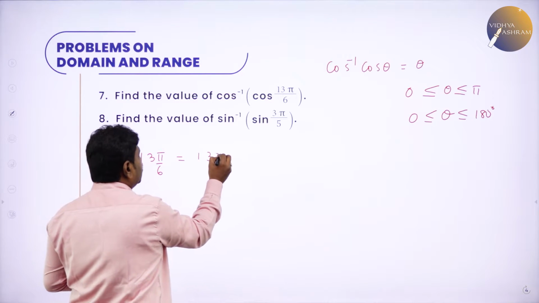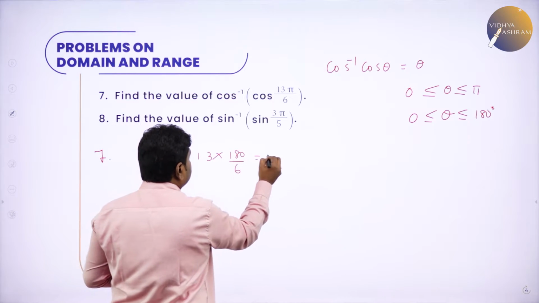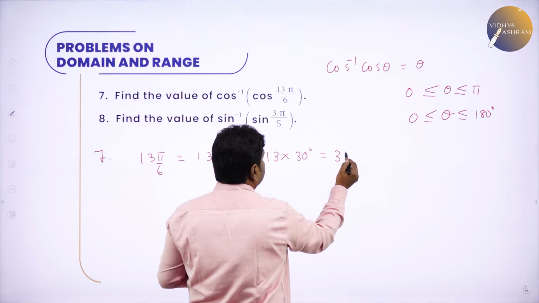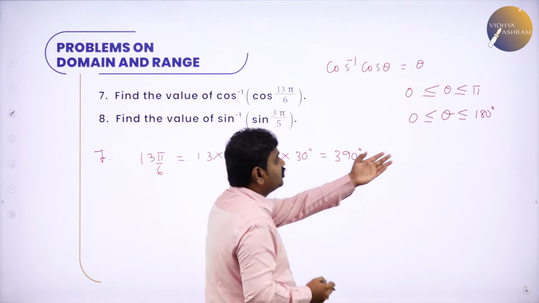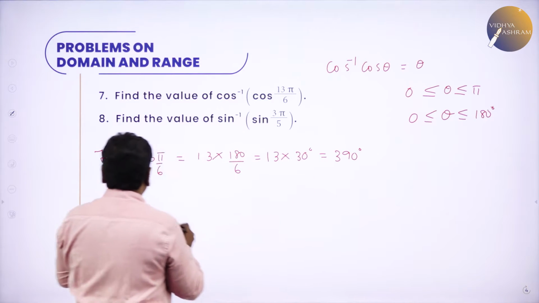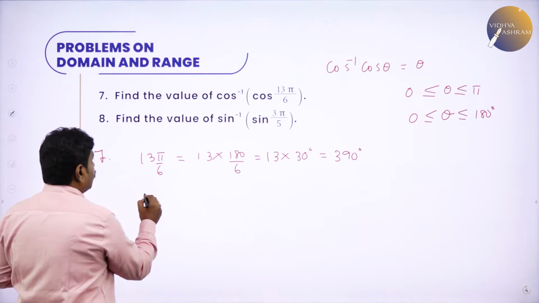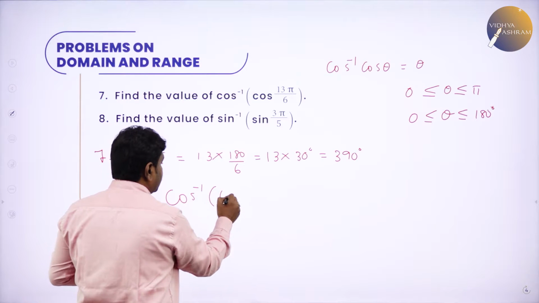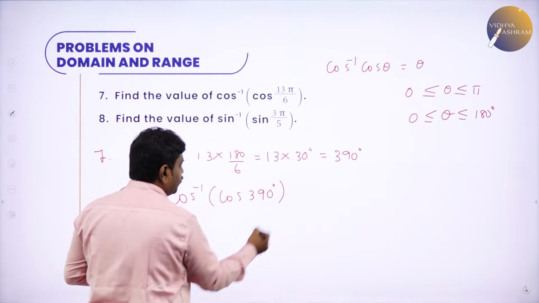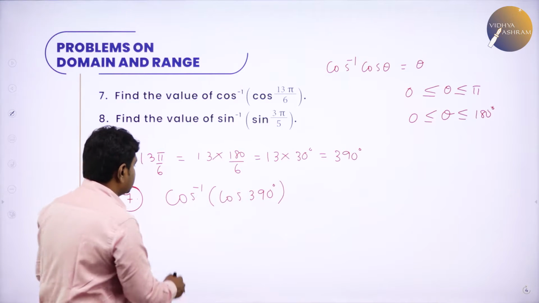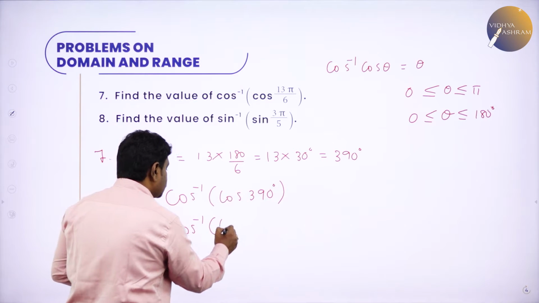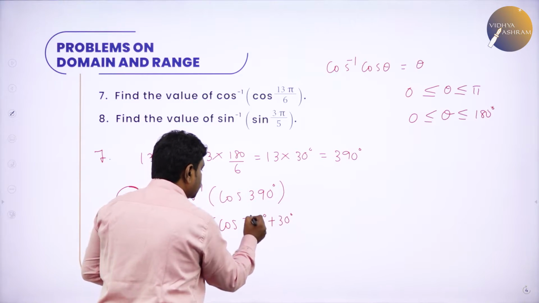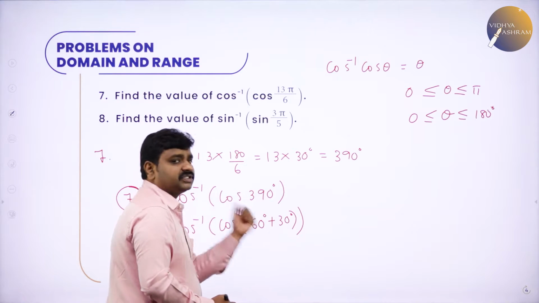13 pi by 6 means 13 times 180 by 6. 180 by 6 is 30. So 13 times 30 is 390 degrees. 390 degrees is more than 180. So first convert it and solve it. So I'll write the given problem as cos inverse of cos of 390. I'll write in angle values instead of pi. 390 is near to what? 360. Cos inverse of cos of 360 plus 30. I am writing 390 as 360 plus 30.